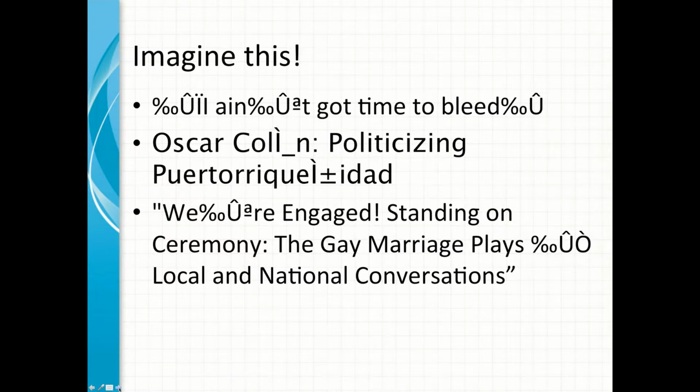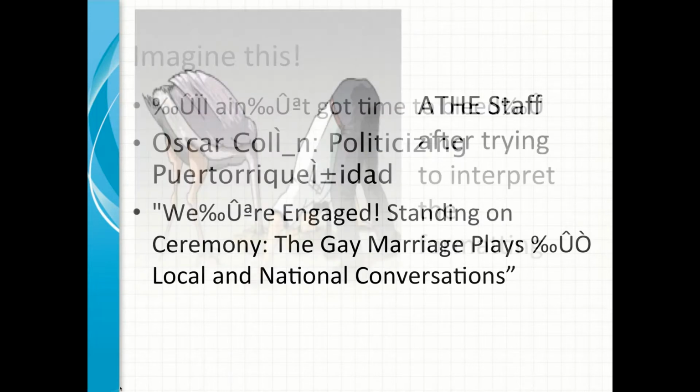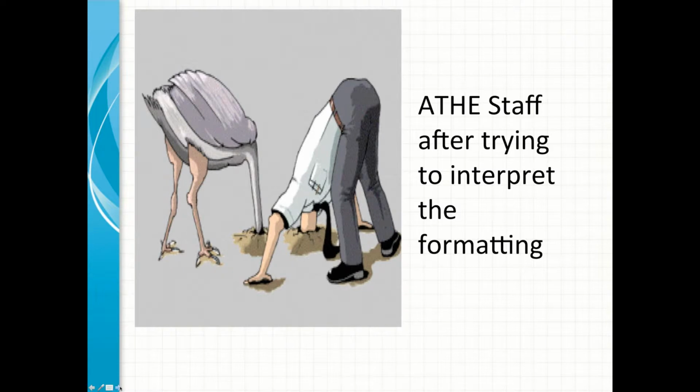So this is an example of what we see on our end if you enter the text into another program and then copy it into the form online. You can imagine that it's a little difficult to interpret when we get it this way. And we can go on to the next screen. So there we are. This is a picture of the ATHE staff after trying to interpret this kind of formatting for 350 proposals with 5 paper titles per proposal.